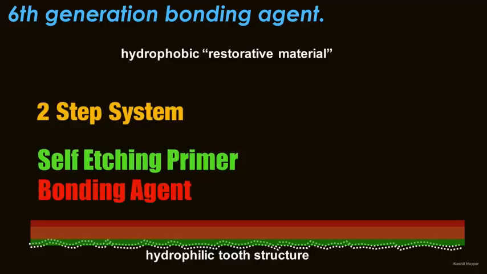So you don't need a separate etchant in the 2-step system of the 6th generation. It was pioneered by Kuraray. The monomer they have introduced was the MDP, which is providing quite extensive bonding strength. So this two-step bonding system is having a self-etching primer and a bonding agent.